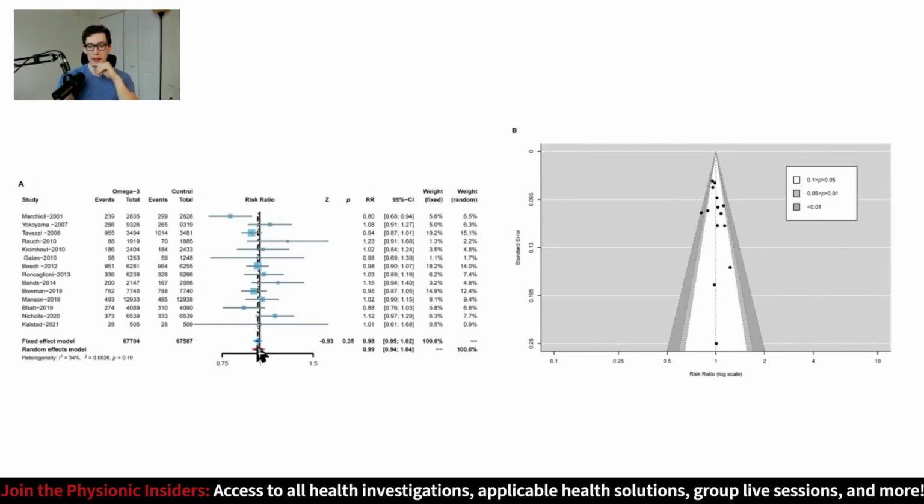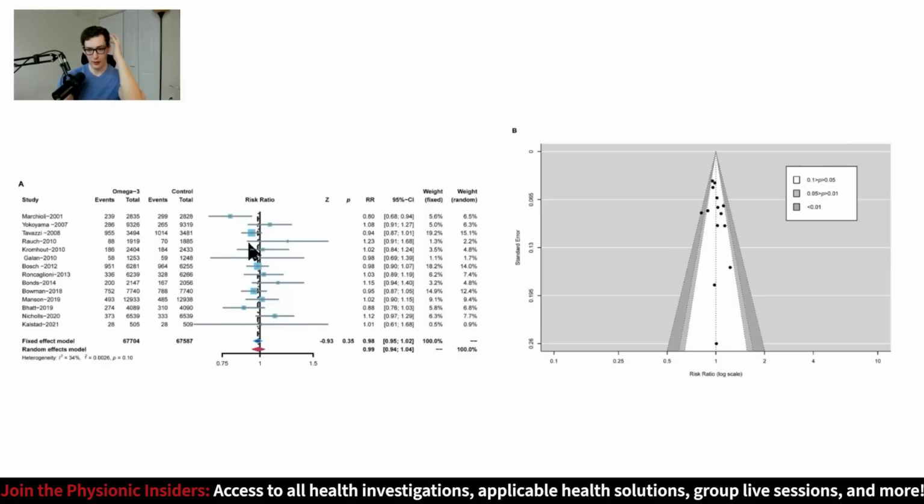Okay, so the one here indicates that there is no benefit, no effect essentially, of omega-3 supplementation on all-cause mortality. If it moves to the left, that indicates a reduced risk of all-cause mortality with omega-3 supplementation. And if it moves to the right, that means there's an increased risk of all-cause mortality with omega-3 supplementation. And all of these single squares and lines and whatnot, they're averages and confidence intervals.